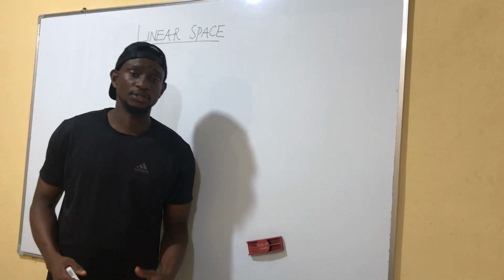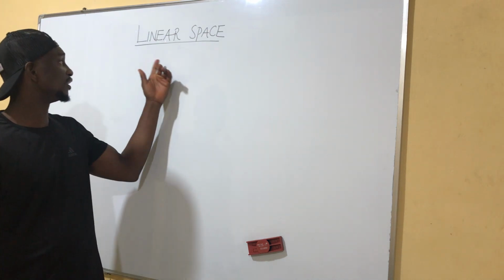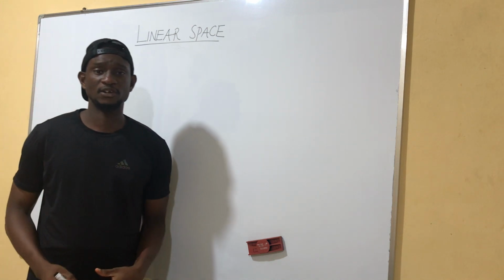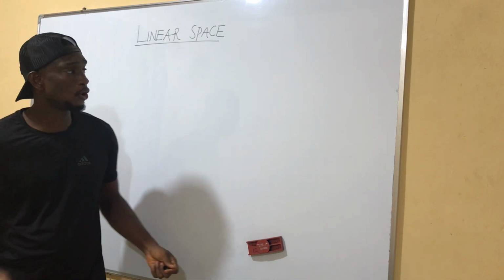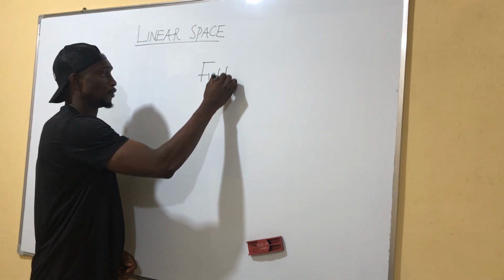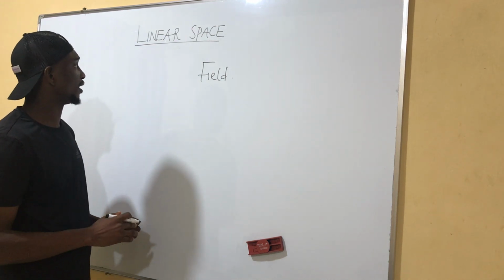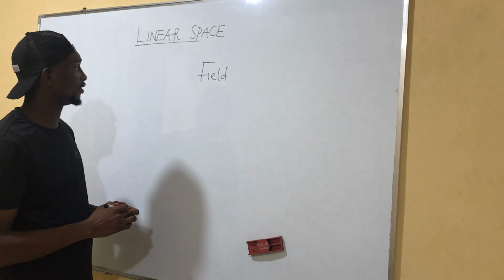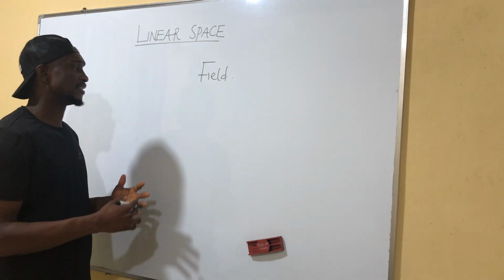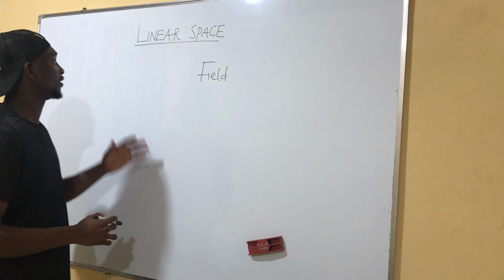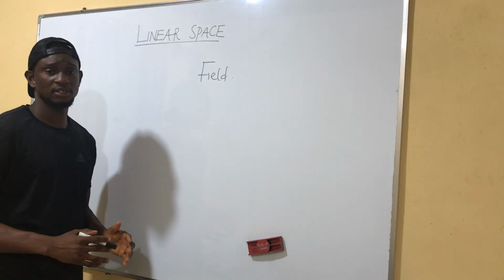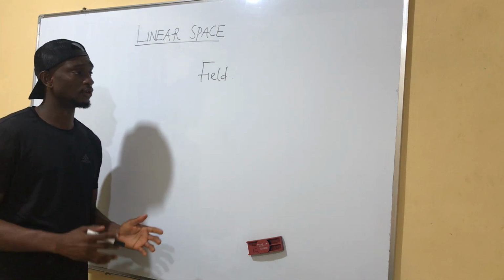I shall be discussing the concept of linear space. Linear spaces are defined over a mathematical term called a field. You can't talk about linear space without involving the mathematical term called a field. But then, what is a field? To understand linear space explicitly, you ought to understand what a field is all about.